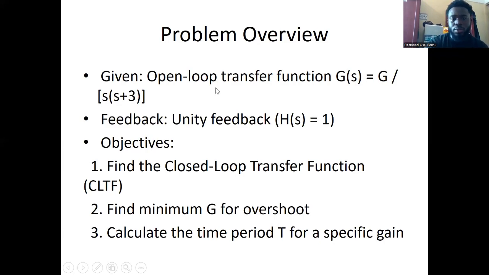So over here is a problem overview. Here we are given an open loop transfer function, G(s) equals G over s times (s plus 3), with unity feedback, H(s) equals 1. Our objectives are to find the closed loop transfer function, to find the minimum gain for the overshoot, and last, to calculate the time period T for the specific gain.